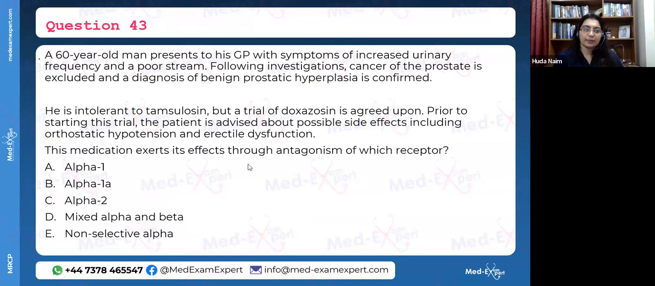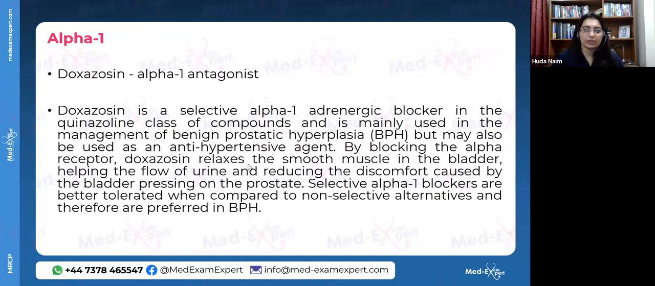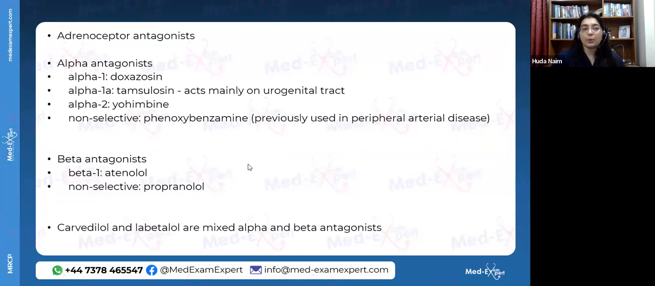Read the options carefully. Yes, Dr. Arvind, you're right. So doxazosin is an alpha 1 antagonist. Okay, it's not an alpha 1A antagonist. I'll show you the list of drugs. So the alpha 1 is doxazosin, alpha 1A is tamsulosin. Okay, always remember these. And alpha 2 is yohimbine, and the non-selective one is phenoxybenzamine.